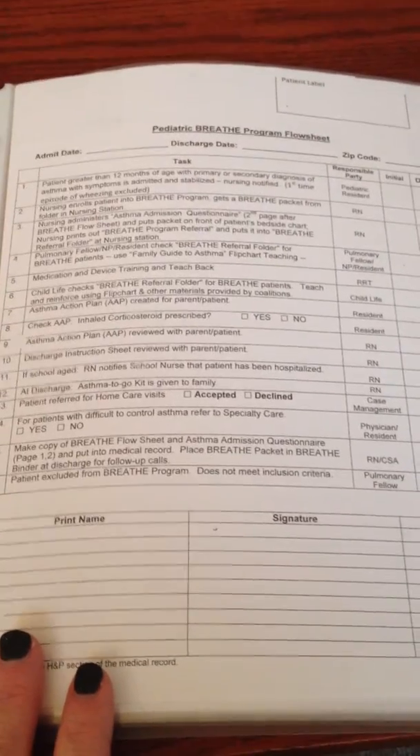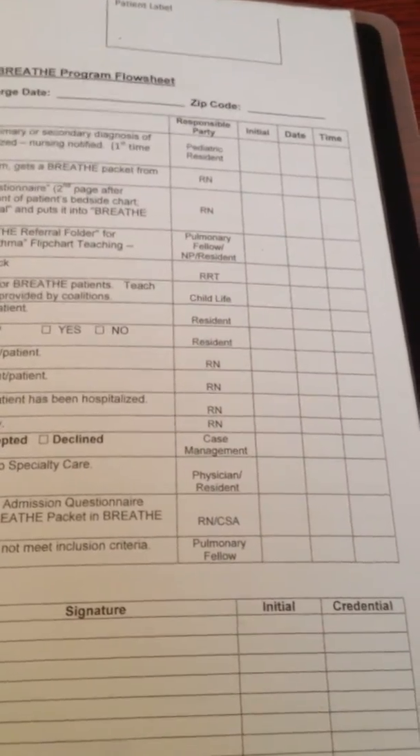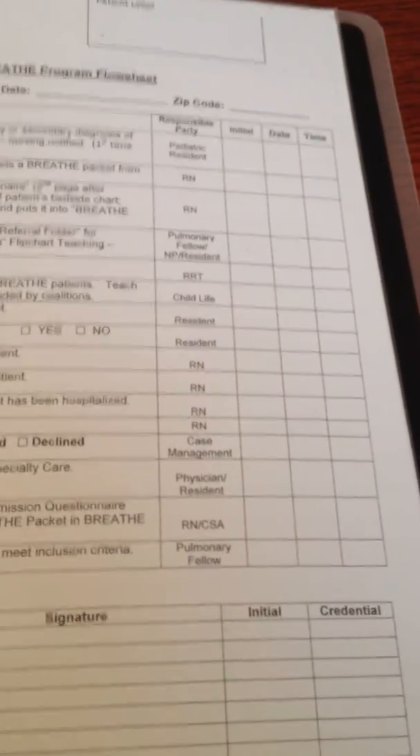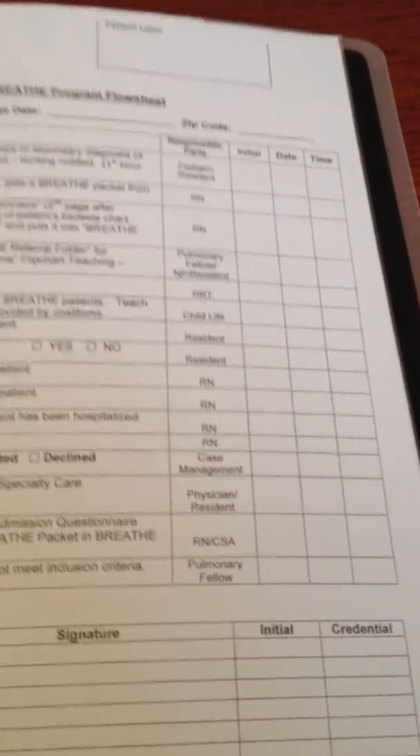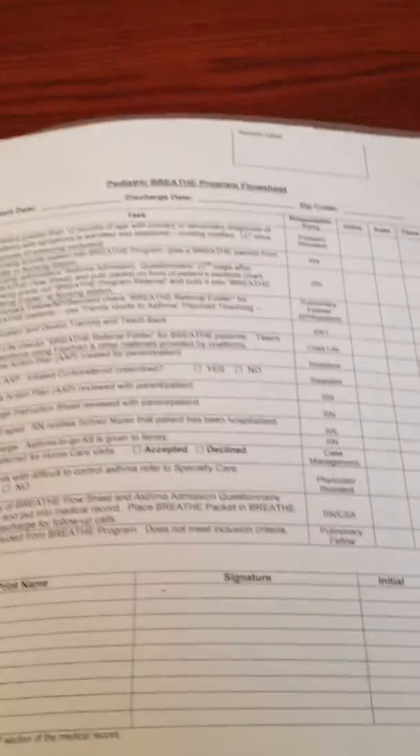This is how the flow sheet is, and it just shows that the whole, if you zoom in on the team here, everyone is involved. We have the residents, the RNs, pulmonary, respiratory therapists, child life even is involved with the teaching. It's really a whole multidisciplinary team approach, and it's excellent. And it gives the students an idea of how the team works together in the hospital, which is really important.